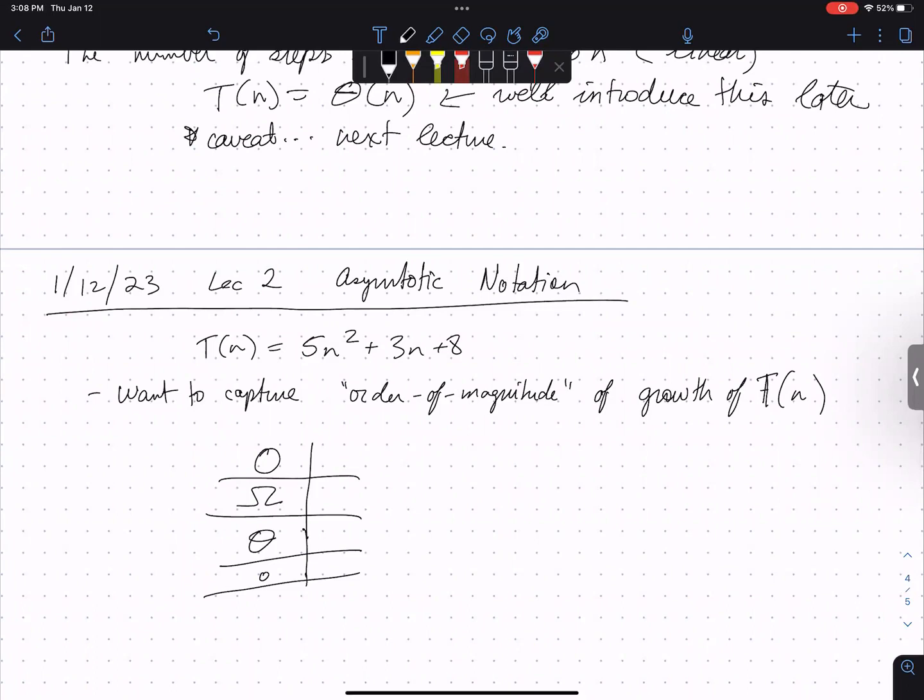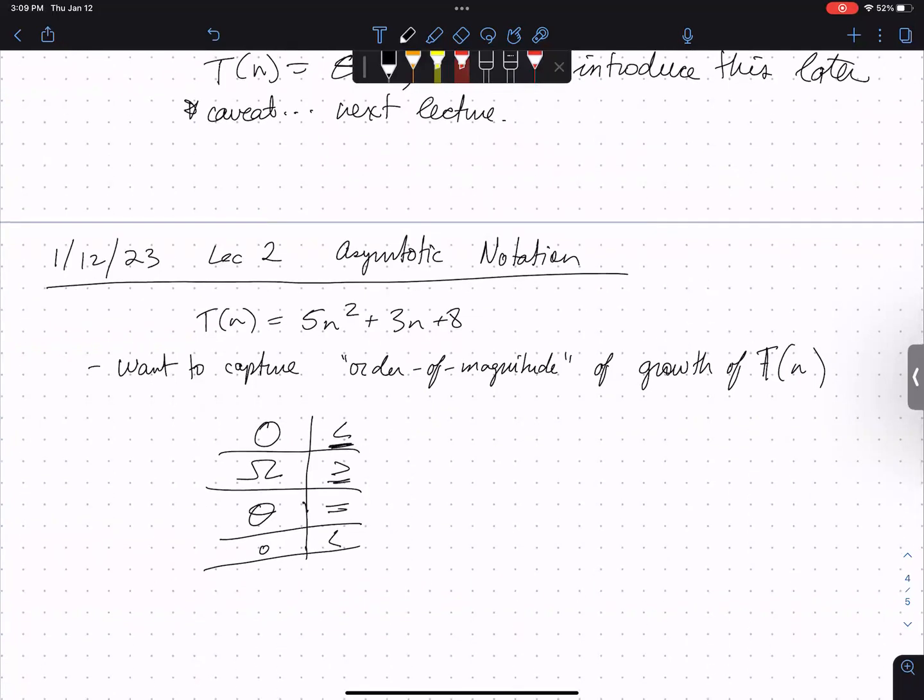And the way you should think of it intuitively is that big O is kind of like less than or equal to, big omega is kind of like greater than or equal to, theta is kind of like equal to, and little o is kind of like smaller than, strictly smaller. We'll give the precise definitions in this lecture, but this is what I want you to have in mind to have the intuition for what we're doing.